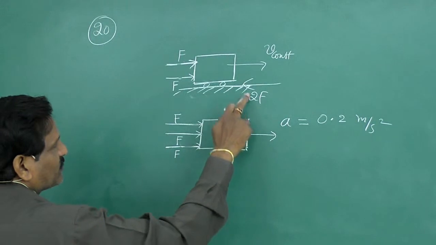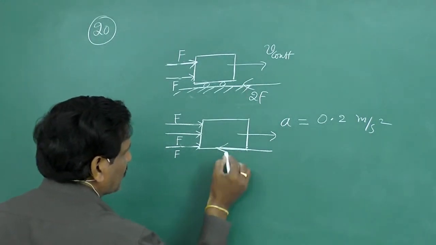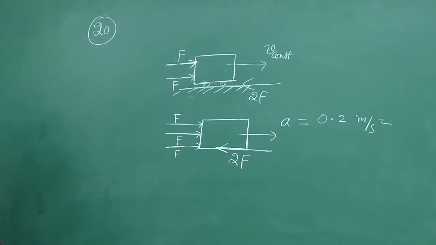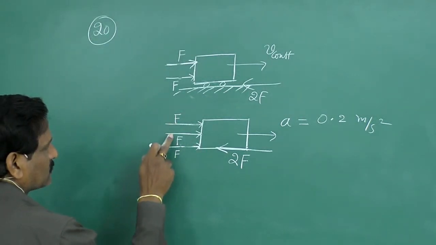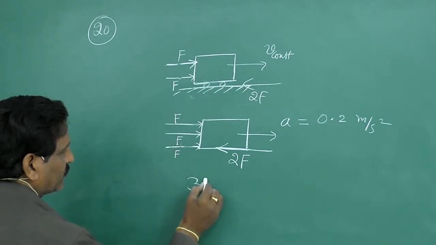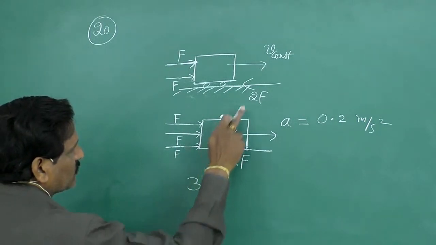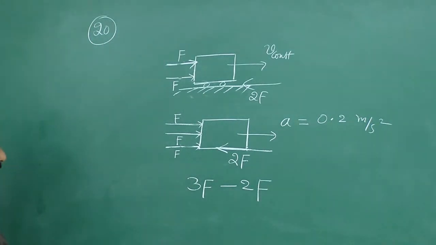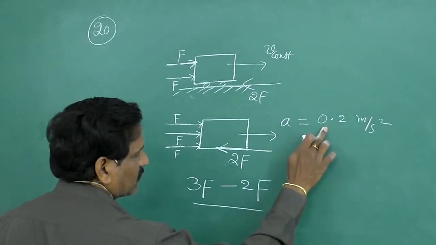So this frictional force does not vanish. The same amount of frictional force acts in the second case also. So then what is the net force acting on this car? Three persons apply a total force of 3F in the forward direction. Frictional force, which is equal to 2F, acts in the opposite direction. Hence, net force on the car is 3F minus 2F. So this net force produces this acceleration.